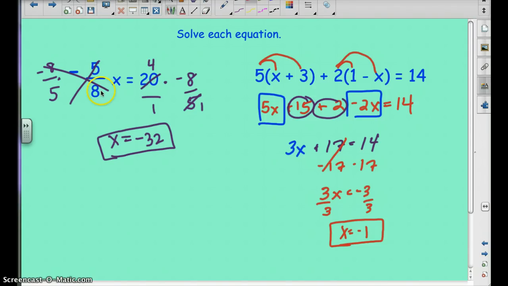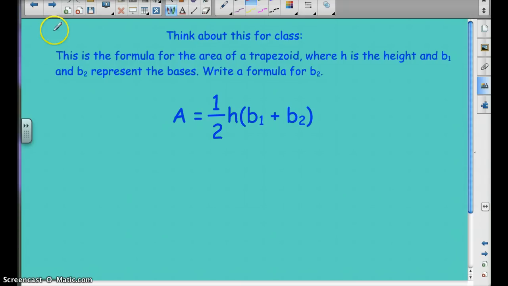So these are the types of equations that we'll be seeing in this section. What I want you to think about for class is this formula for the area of a trapezoid, where h is the height, b1 and b2 represent the bases. And I want you to write a formula for b sub 2, meaning solve for b sub 2. So how are we going to get b sub 2 by itself?